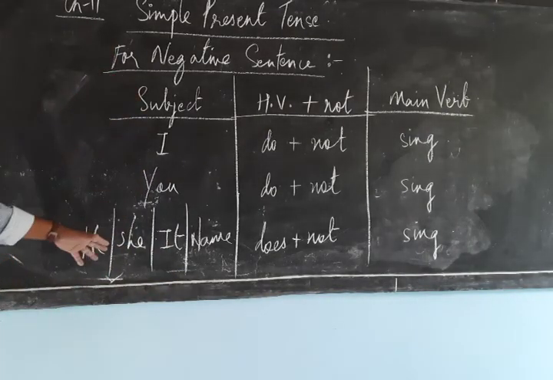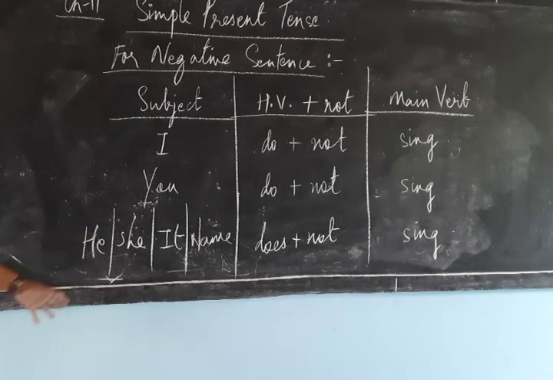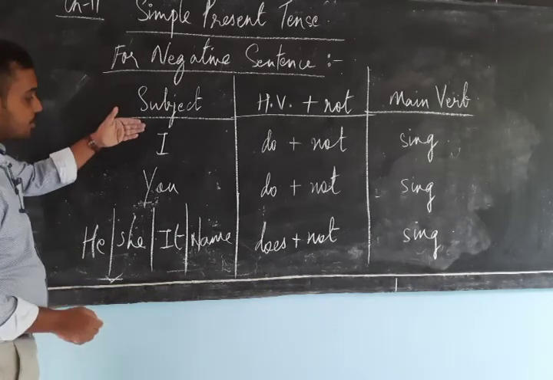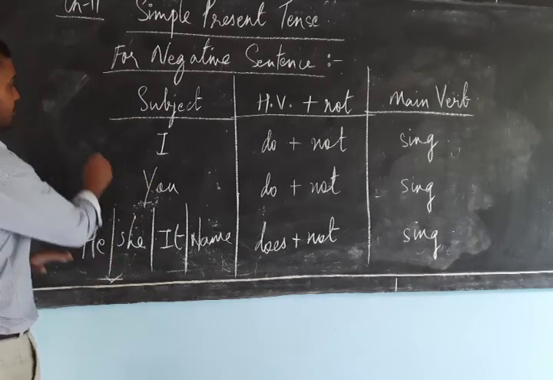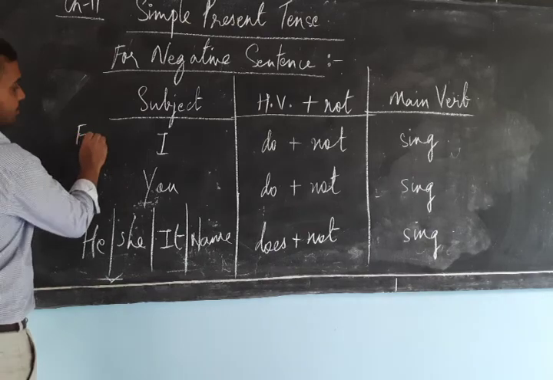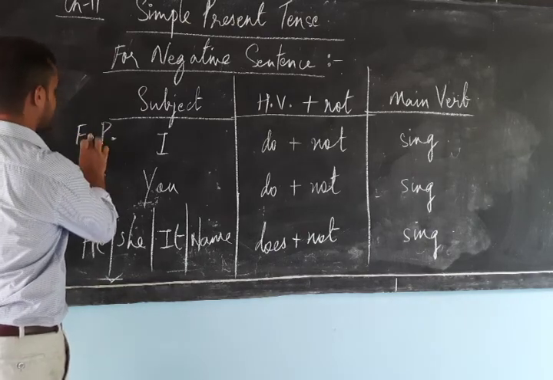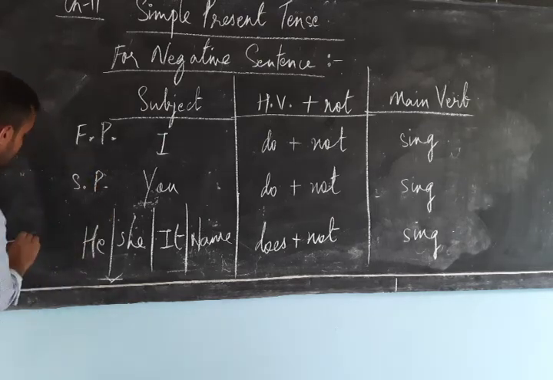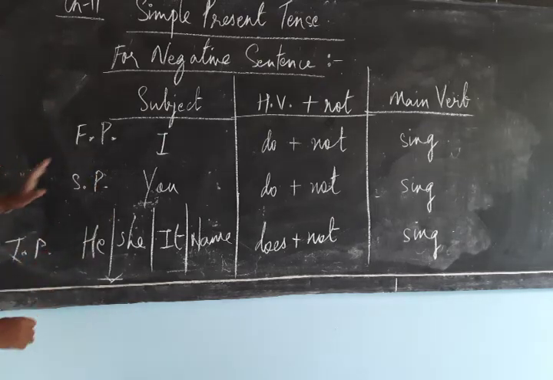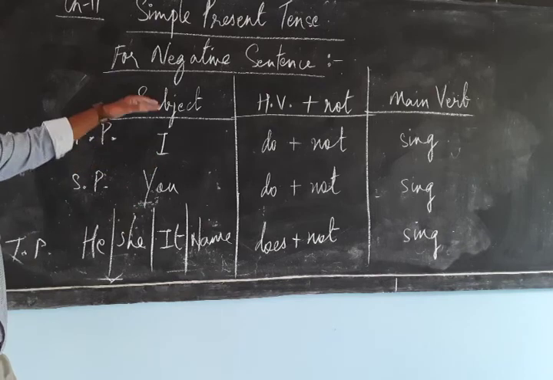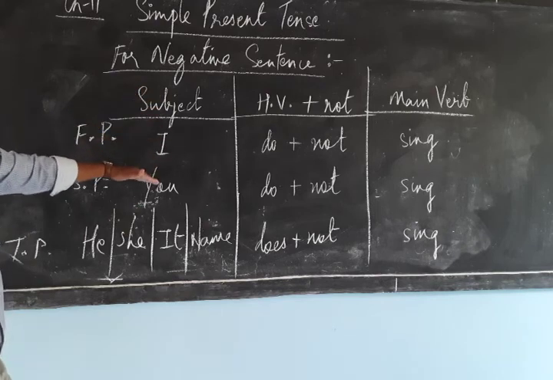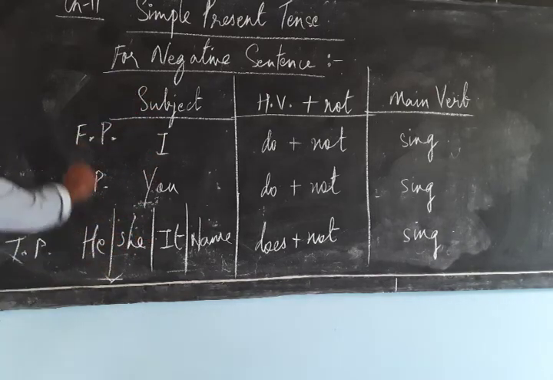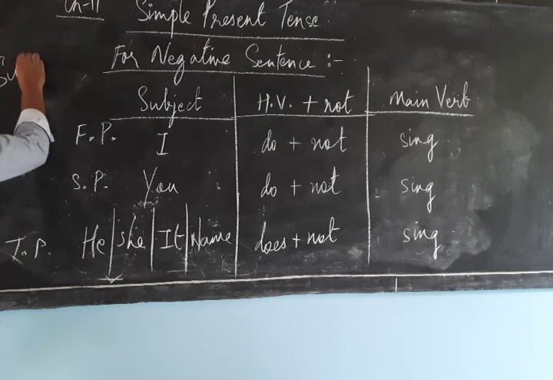Yesterday we dealt with the simple present tense, and today we are going to see how we form negative sentences and how to use the simple present tense in a sentence. The subjects that you can see over here are all singular subjects, and they cover the first person, second person, and third person.